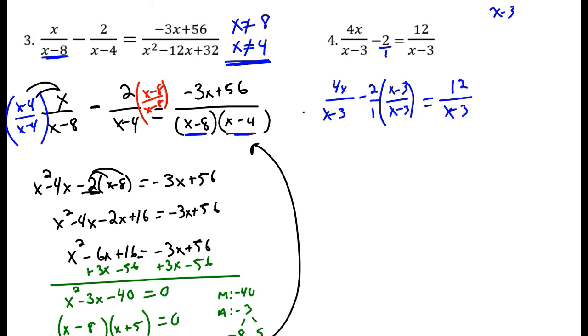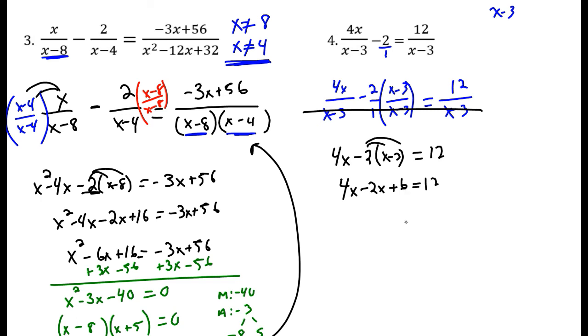So now that I have that common denominator there, I end up with 4x minus 2 times x minus 3. Be careful with that negative, please. Be very, very careful. It's easy to lose. Distribute a negative 2: negative 2x plus 6 equals 12. This is a nice linear equation that we can solve. It's two steps now. Subtract 6. Divide by negative 2. We get x equals 3.